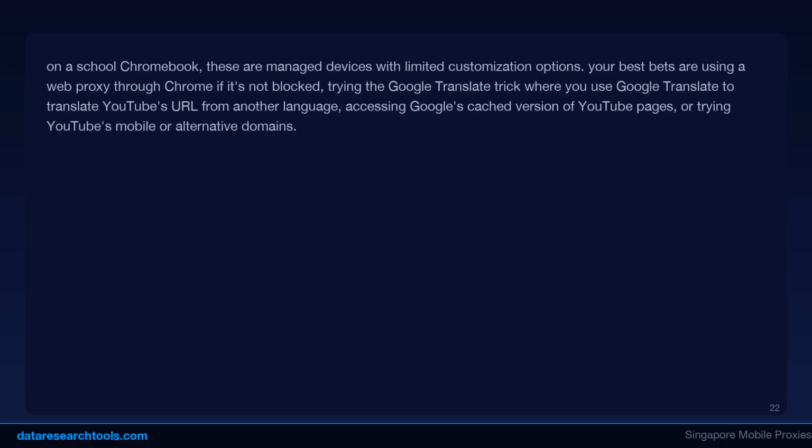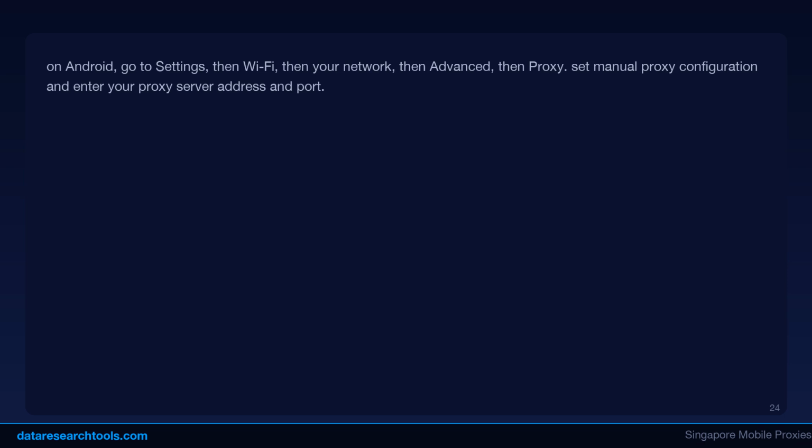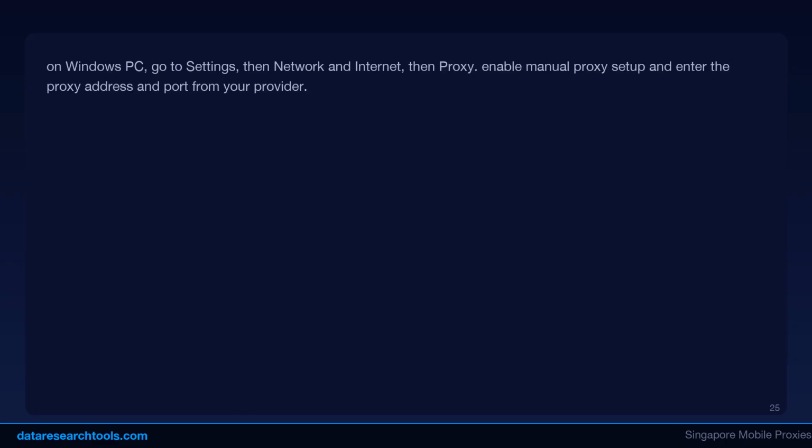Method 5 is changing your DNS settings. If YouTube is blocked via DNS filtering only, changing your DNS server bypasses it. For Google DNS, use 8.8.8.8 and 8.8.4.4. When comparing these methods, each has different strengths. Web proxies are free but slow. SOCKS5 and residential proxies are reliable but cost money. DNS changes are free but only work for basic blocks. Browser extensions are convenient but limited to the browser.